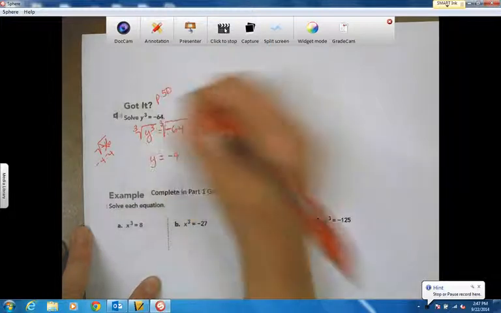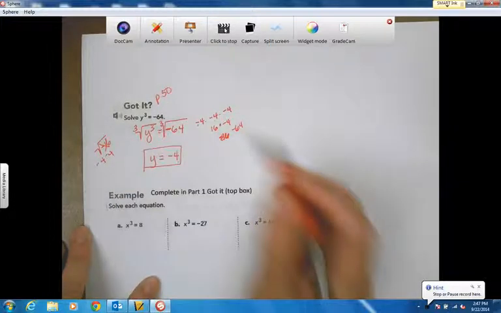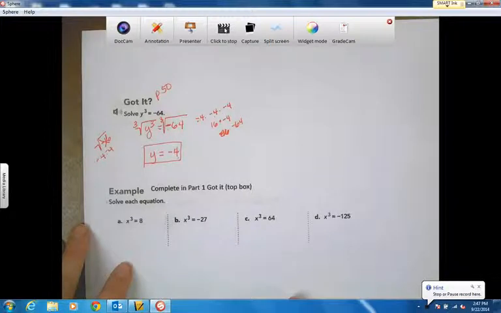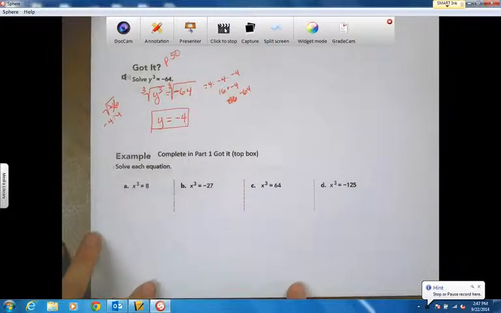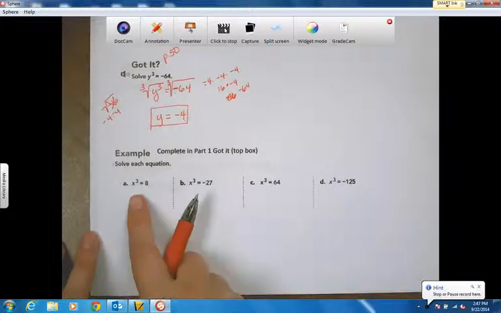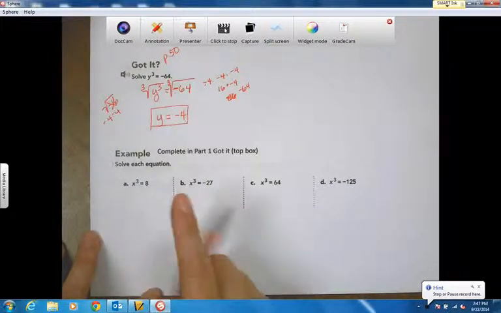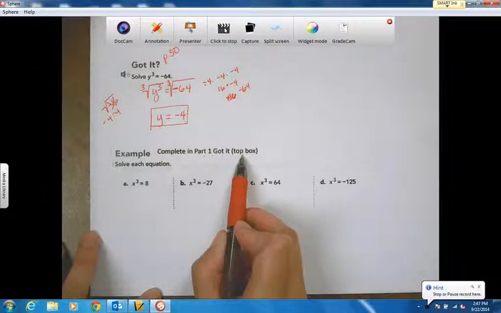All right, so let's go ahead and try another one of these before I set you loose on your own, because I'm not sure you probably get it at this point. So let's look at letter A. So go ahead and write this down. Notice I am still in part 1, at the top box. I'm going to write this one down.